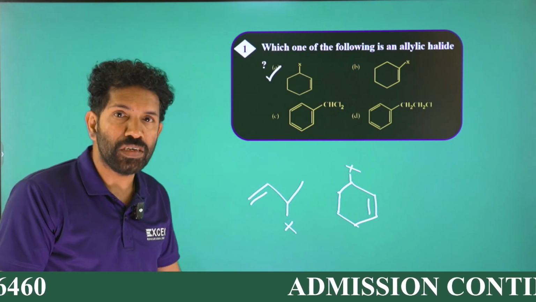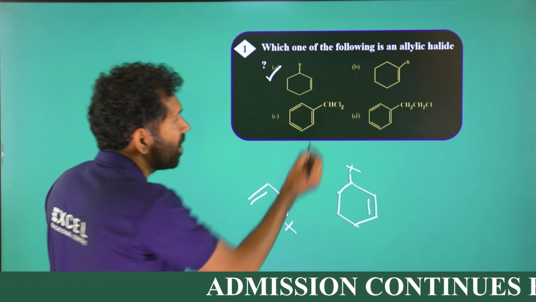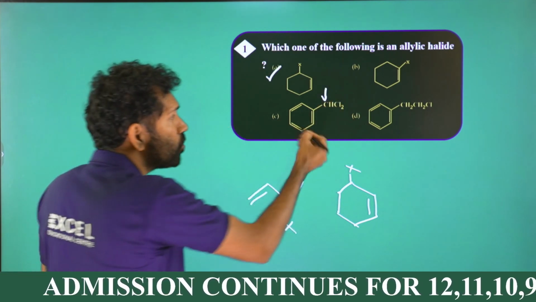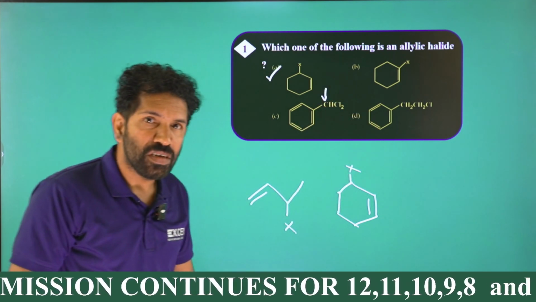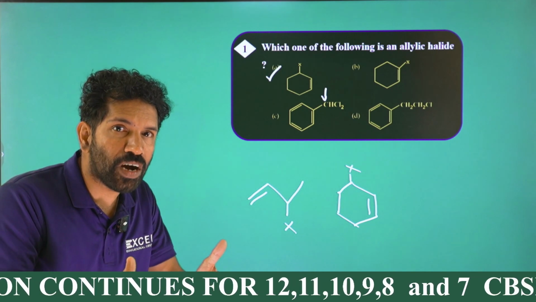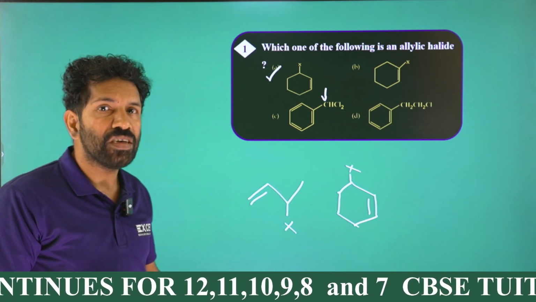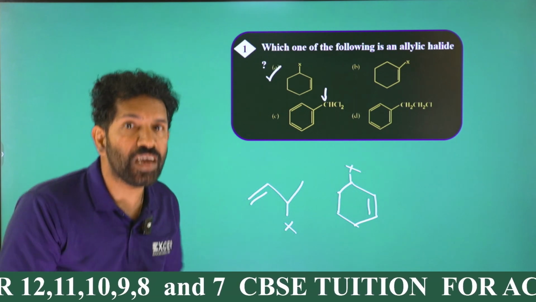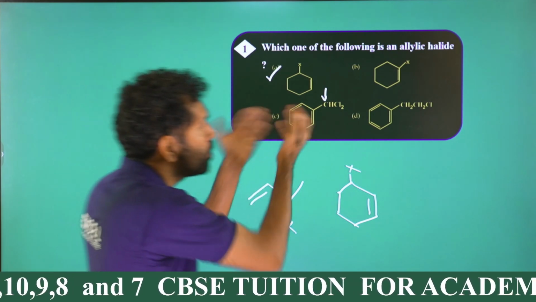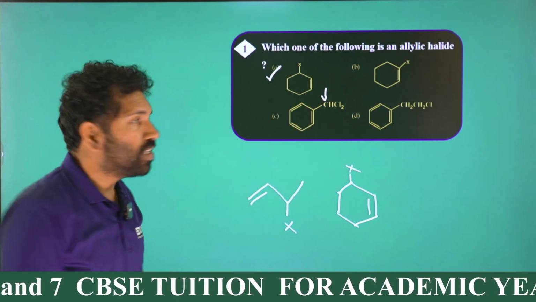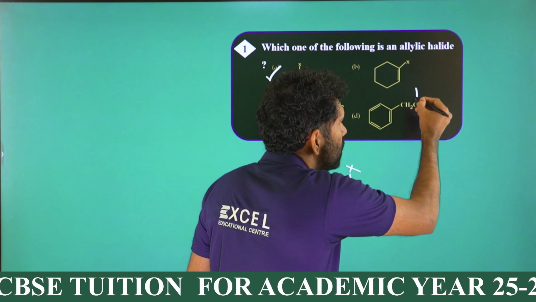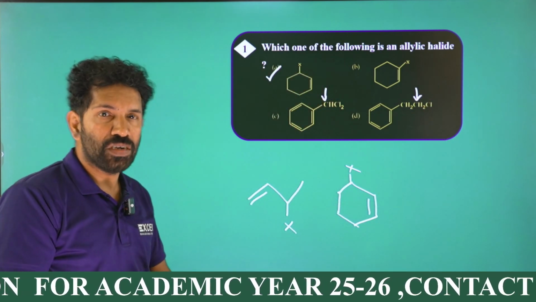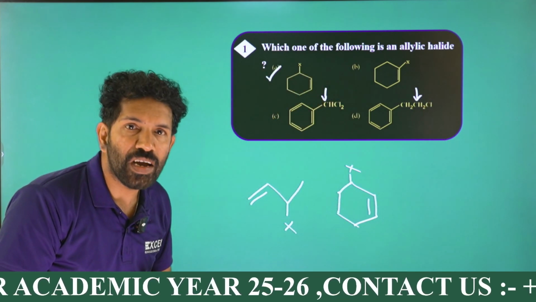What about option C? Here halogen is connected to a single bonded carbon next to the benzene ring, right? If this condition is satisfied, it is coming under benzylic halide. We learned already. Okay, this is coming under benzylic halide. Here halogen is connected to an sp3 hybridized carbon atom, no double bond next to it. It is coming under normal alkyl halide.